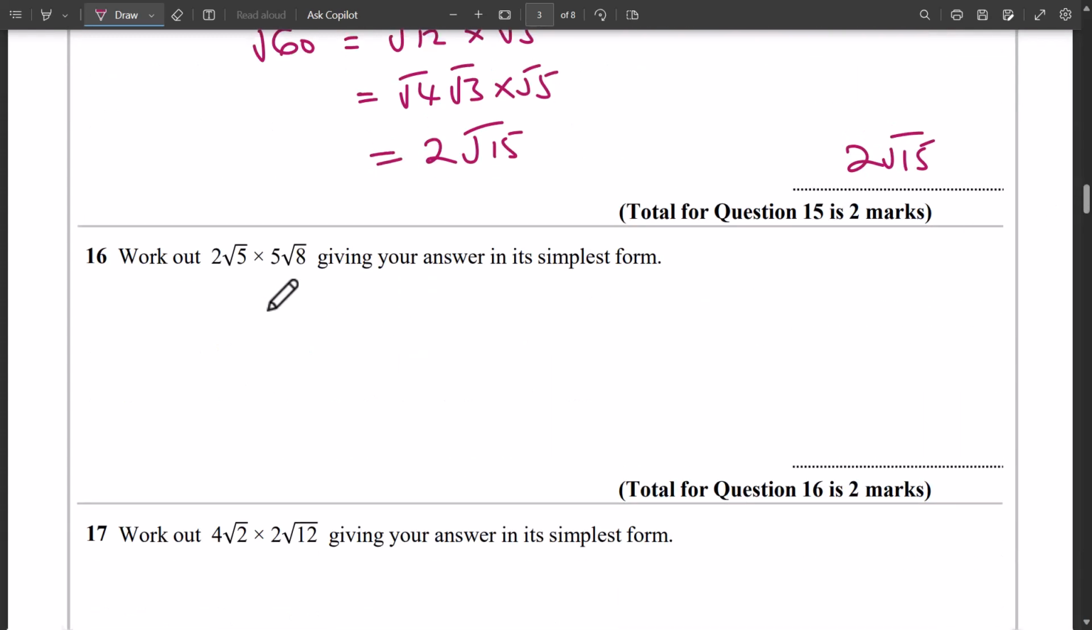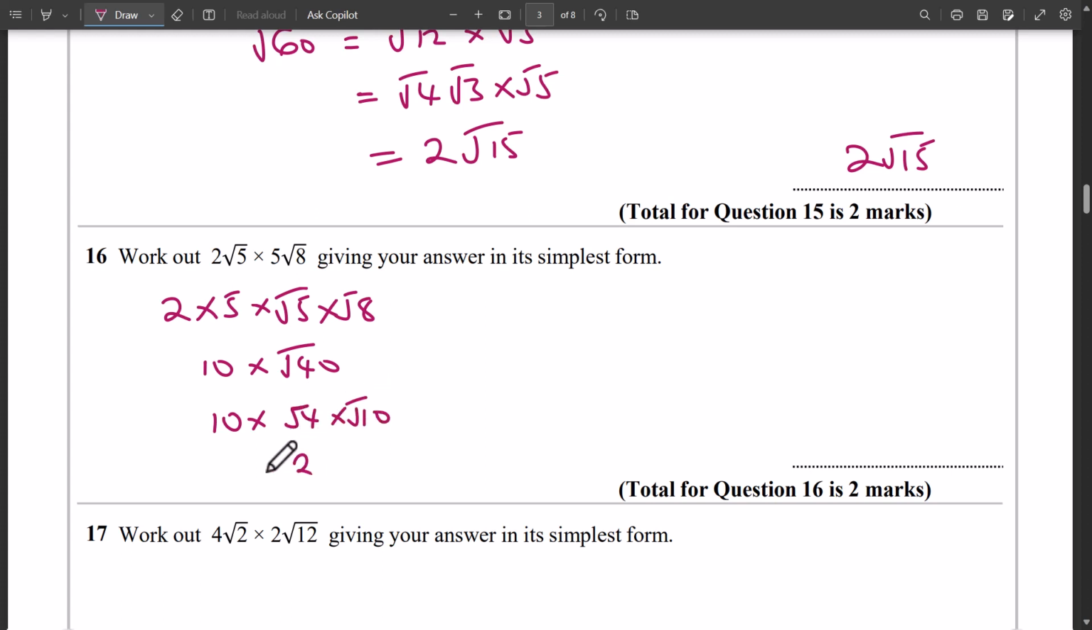For this, again, I think what you can do is multiply the 2 and 5, and then multiply with 5 times root 8. Multiply 2 and 5, that's 10. And if you multiply 5 and 8, that's 40. But 40 can still be simplified, because root 40 is root 4 times root 10. And root 4 is 2, and multiply that by 10 times root 10. 10 and 2 is 20, so the answer will be 20 root 10. Now, of course, root 10 cannot be simplified any further than this.